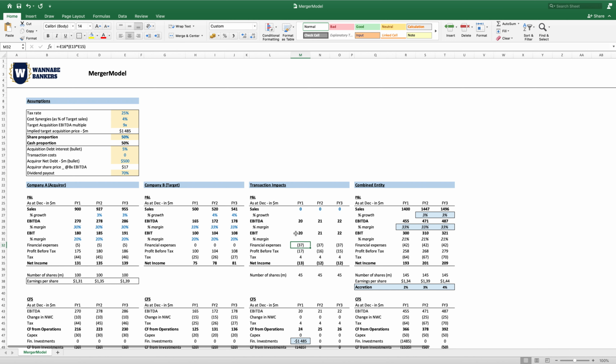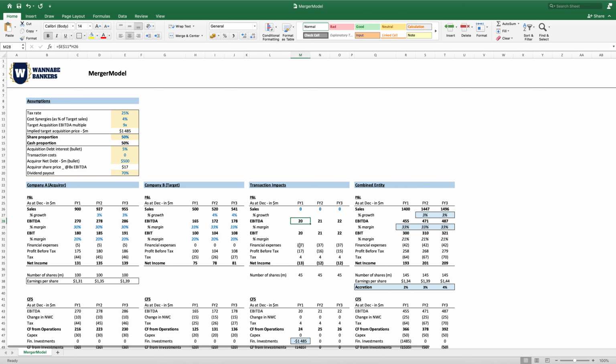If we spend a little bit more time on the transaction impacts, we see that we have a positive impact on EBITDA and EBIT. This is due to synergies. In this example, I have set cost synergies as 4% of the target revenues.